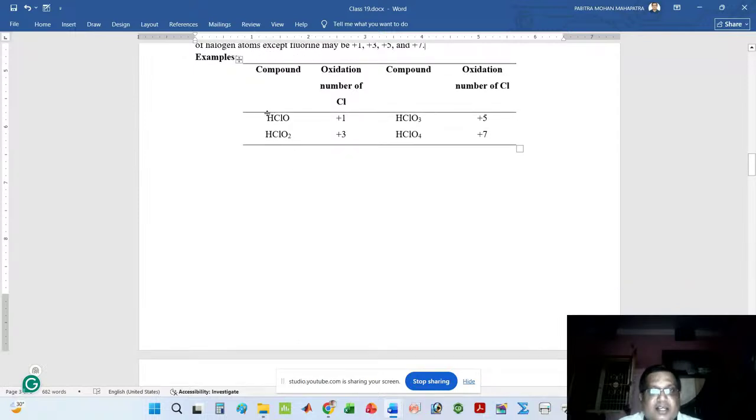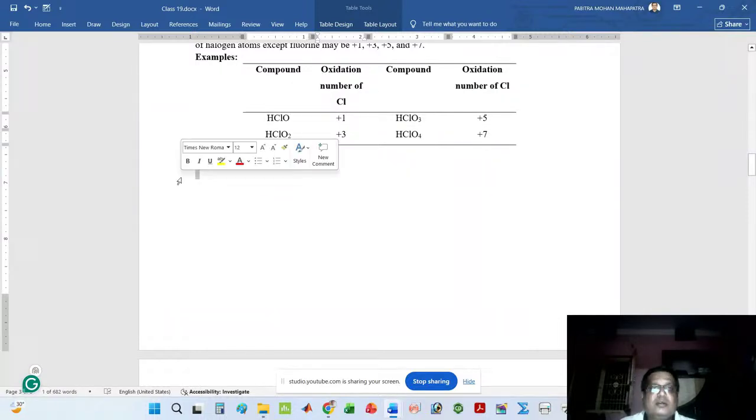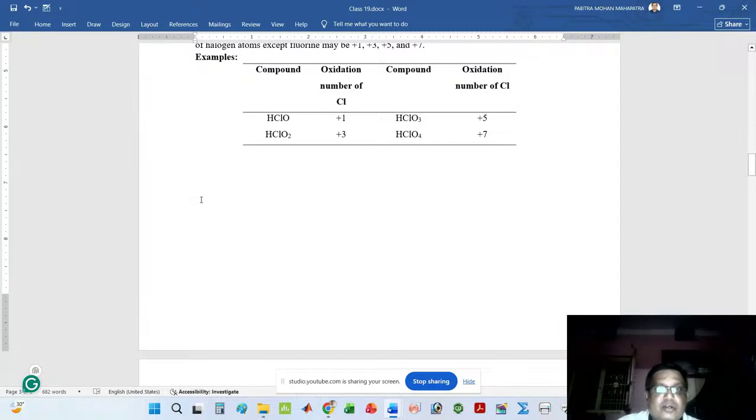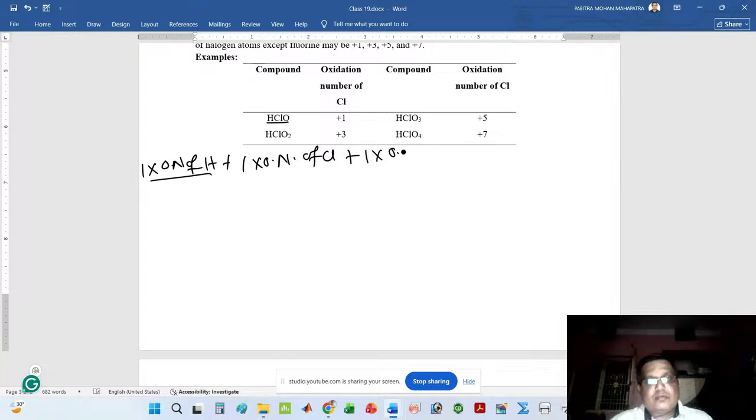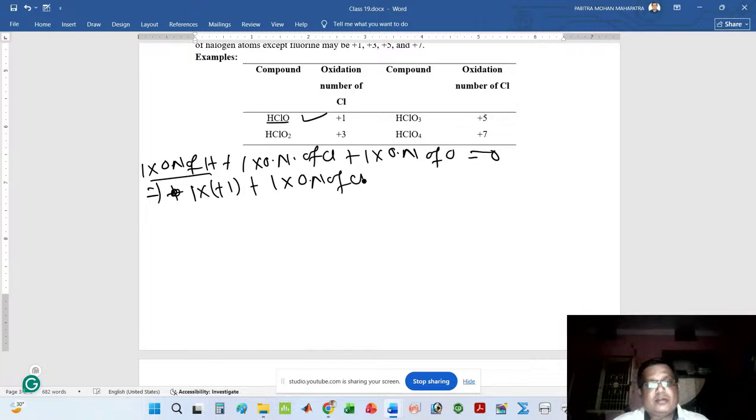Look at the example. In HClO, the oxidation number of chlorine is plus 1. Let me explain how the oxidation number of chlorine in HClO is plus 1. For HClO, I can write 1 into oxidation number of hydrogen. Since one hydrogen is present, one chlorine is present, one oxygen is present, I can write 1 into oxidation number of hydrogen plus 1 into oxidation number of chlorine plus 1 into oxidation number of oxygen is equal to 0 because it is a molecule. We know that the oxidation number of hydrogen is plus 1. So here I can write 1 into plus 1 plus 1 into oxidation number of chlorine. Our target is to find the oxidation number of chlorine.